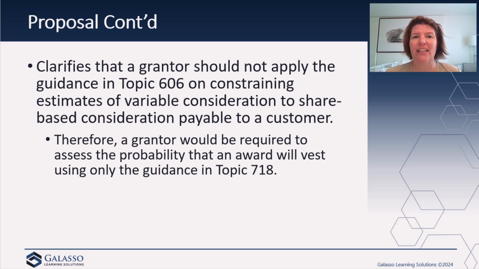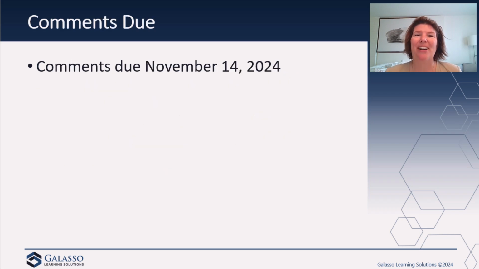It would also clarify that a grantor should not apply the guidance in topic 606 on constraining estimates of variable consideration to share-based payment payable to a customer. All of the assessment of probability would be under the vesting guidance in topic 718. So this makes it easier and more consistent, and should reduce some of the diversity in practice. So really we hit on the two big items. Is it a service condition or a performance condition? We updated that definition to explain the proper classification, hopefully seeing fewer service conditions. But when there is a service condition, we would still have guidance that would bring the accounting more in line between the two.